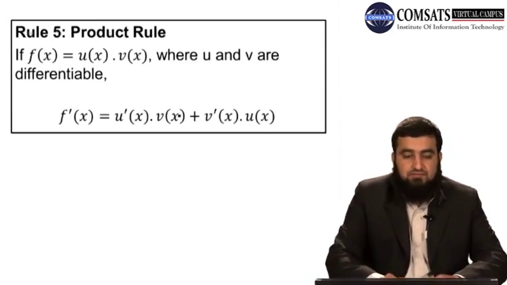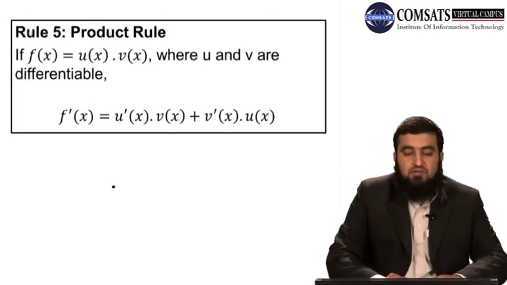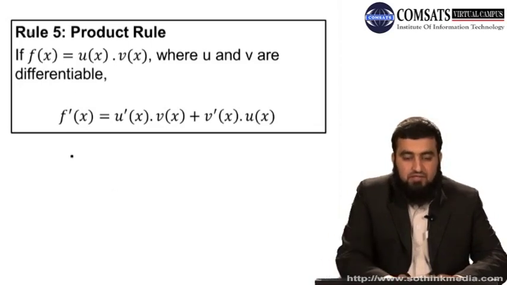Rule number 5. So rule number 5 is the product rule. In the product rule, you have f of x which is a product of two functions. So if f is a product of two functions u of x and v of x, where u and v are differentiable, then f prime of x is equal to u prime of x dot v of x plus v prime of x dot u of x.